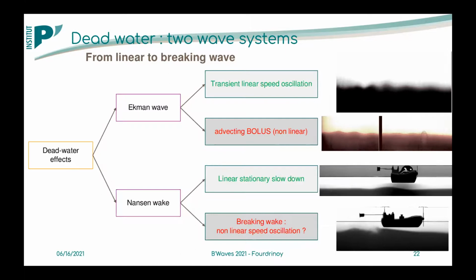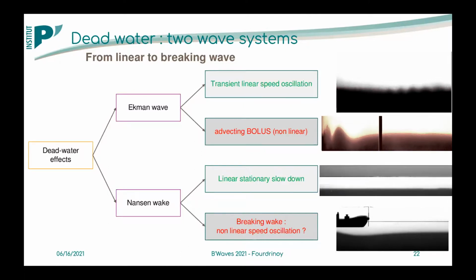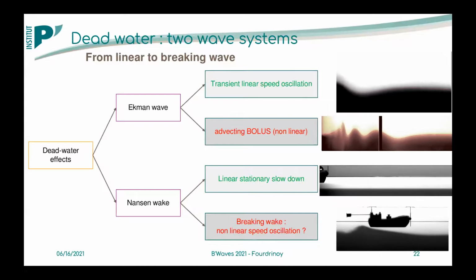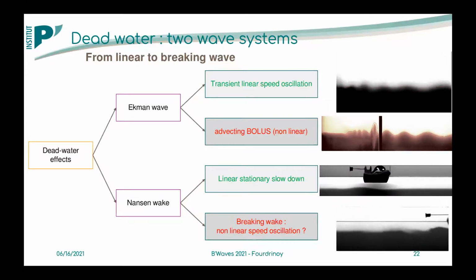And the second undulating system of dead water is the internal wake. Like the surface wake, the internal wake causes a permanent drag, and by increasing in amplitude, it can interact with the boat and surge. This breaking wave could be the source of a second type of boat speed oscillation, but due to a nonlinear structure.